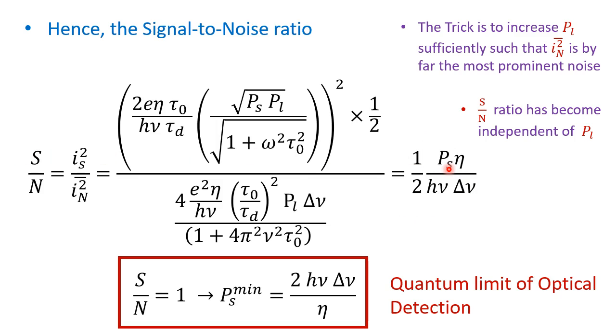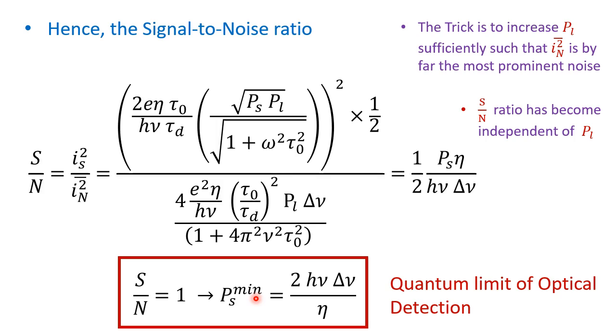The signal to noise ratio is directly proportional to only the power in the signal. This is an amazing result. So let us say that I can make out a signal that is equivalent to the noise. That is, if I set my signal to noise ratio to 1, then the minimum power which I can detect is basically dependent on something very quantum mechanical. It is the energy per photon, it is the bandwidth, of course, and it is the inverse of the quantum efficiency. So larger the quantum efficiency, smaller is the power which I can detect, right?